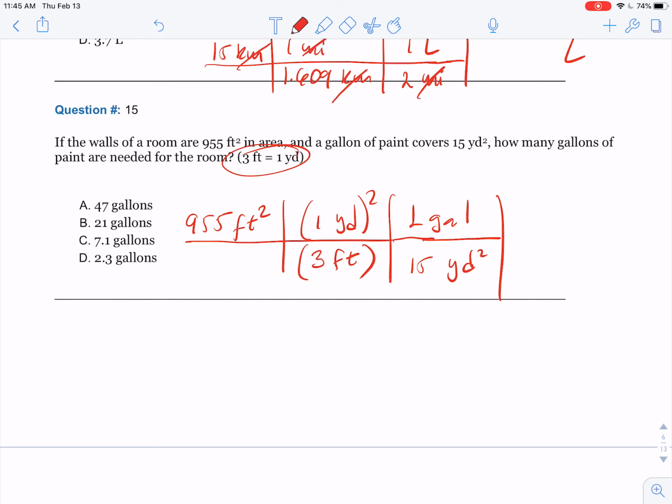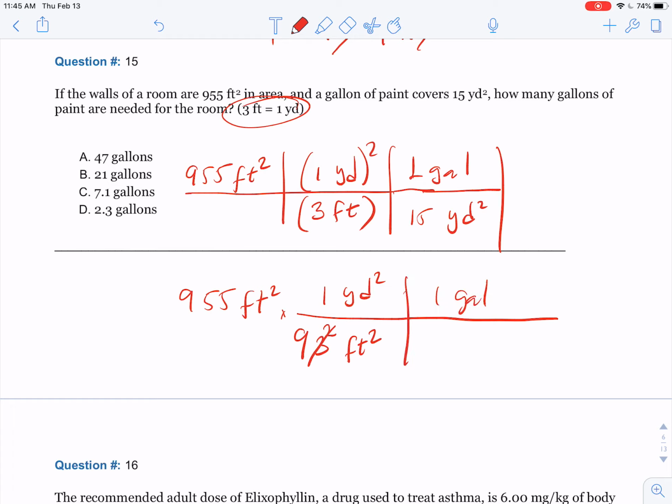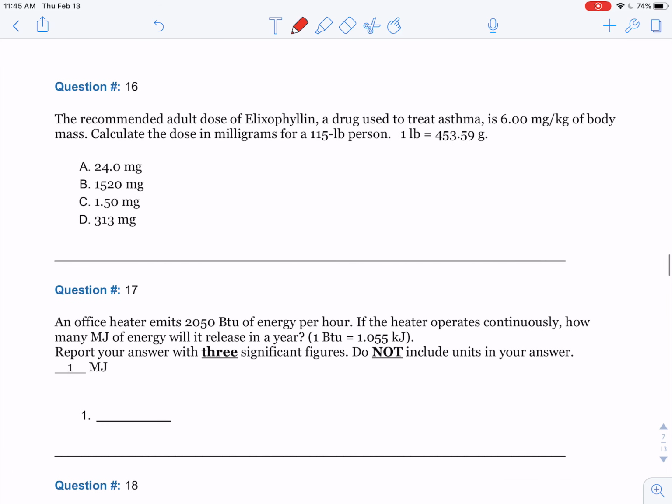Now the most common mistake that I see here is that people tend to do this. You have your feet squared here, and then you have 1 square yard. Because of the 1, they tend to put just 3 square feet, but people forget that you actually have to put the 2 there. It's 9 actually. This becomes 9. That's what most of the people forget to do. And then 1 gallon, 15 square yards, and you can do the math. Same thing here.